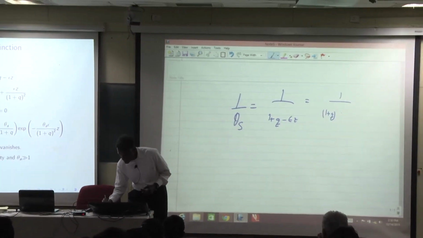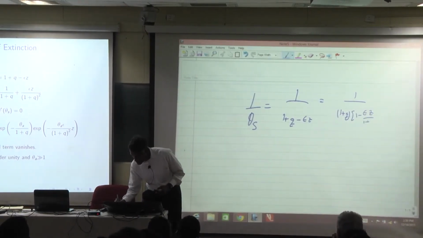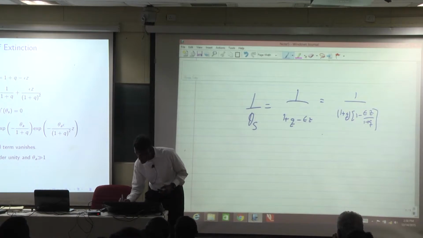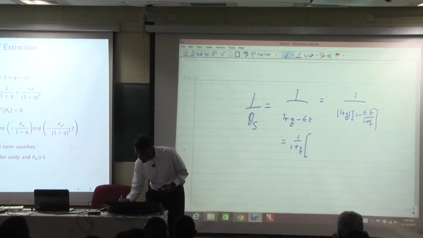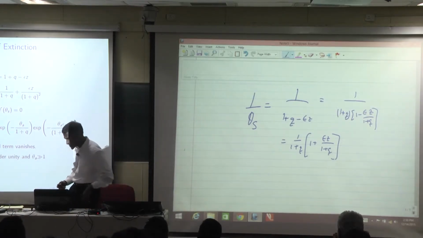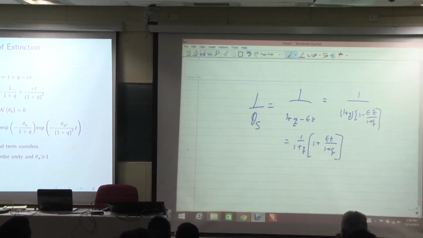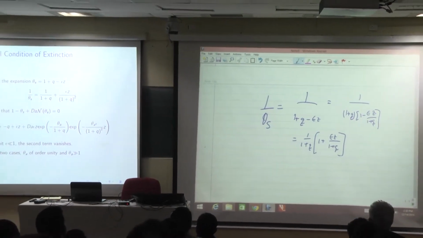I'm going to take that out because of order unity: 1 minus epsilon Z by 1 plus Q. And you can do a Taylor series expansion on this one, so it's going to be 1 plus epsilon Z over 1 plus Q. So I just take the leading term. If you look at that, that's exactly this. So that's 1 over theta S written this way.